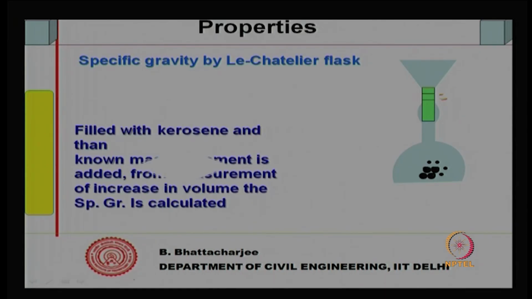So, what you are doing, first this Le Chatelier's flask is filled with kerosene, then a known mass of cement is added, and the increase in volume is found out, by driving out the air bubbles. So, you drive out all the air bubbles and find out how much is the increase in volume due to putting these solids in the flask, which was filled with liquid like kerosene before. So, the volume of these particles is measured, its mass is known, specific gravity can be found out.